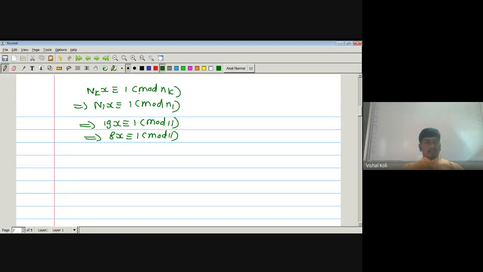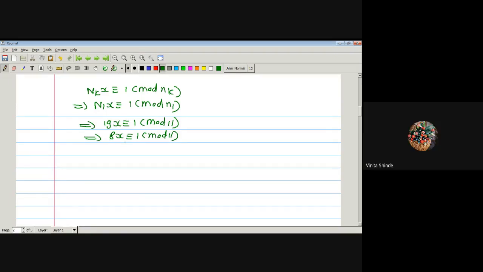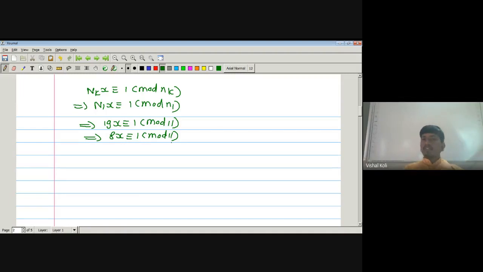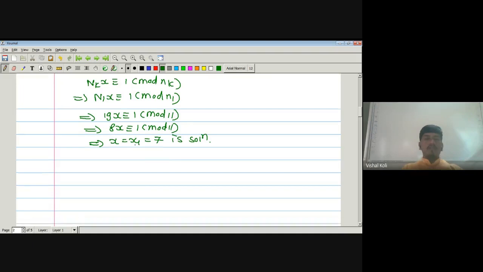What about 7? 8 into 7 is 56. 56 minus 1 is 55, which is divisible by 11, which implies x1 equal to 7 is a solution of this congruence. Okay, so we get the value of x1. Now we have to find out the value of x2.